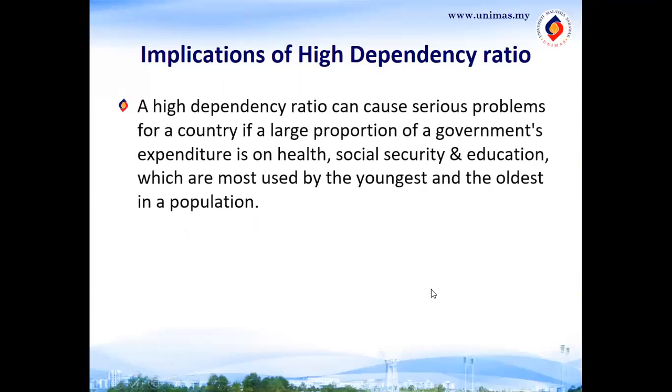Okay. So what are the implications of high dependency ratio? Number one, a high dependency ratio can cause serious problem for a country. In other words, if there are too many to support, either old age or children, it can cause a serious problem for a country if a large proportion of government expenditure is on health.